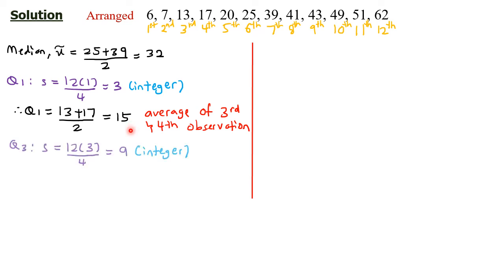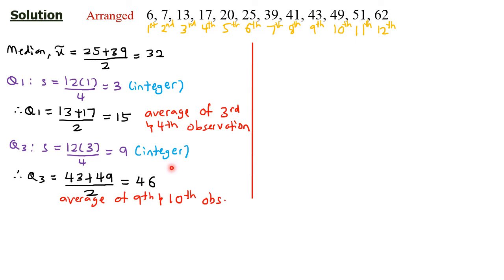Then the same also for the third quartile. For the third quartile, now k would be 3. After we calculate the value of s, the value would be 9. Again, this 9 is also an integer. And same as the first quartile, since it is an integer, you have to find the average of the 9th and 10th observations. So this would be 43 plus 49 over 2. So we got the answer 46.